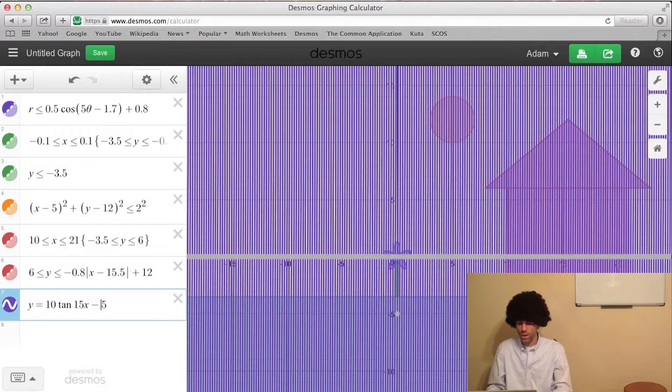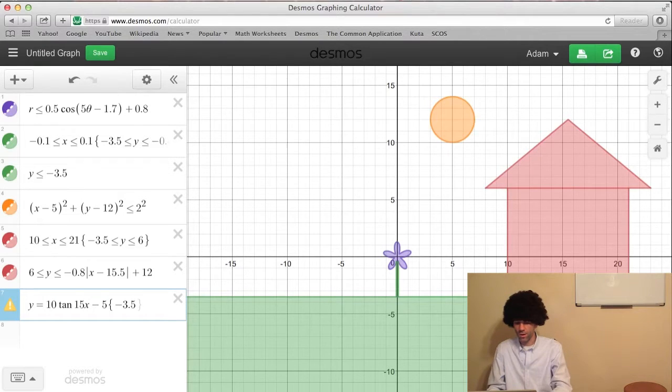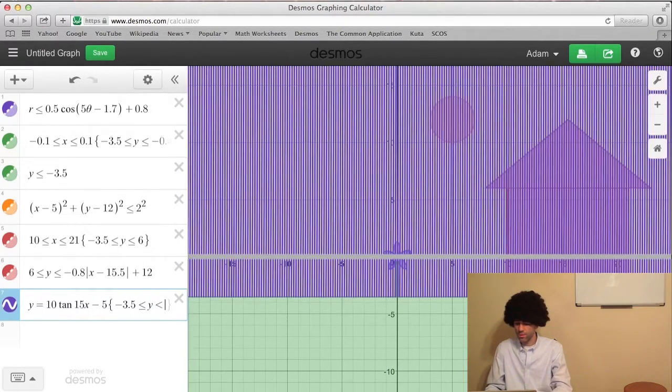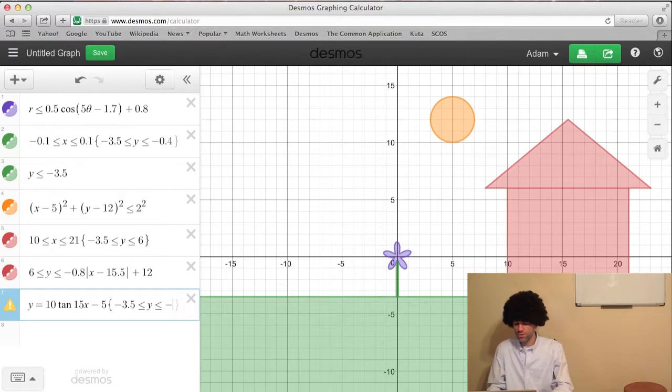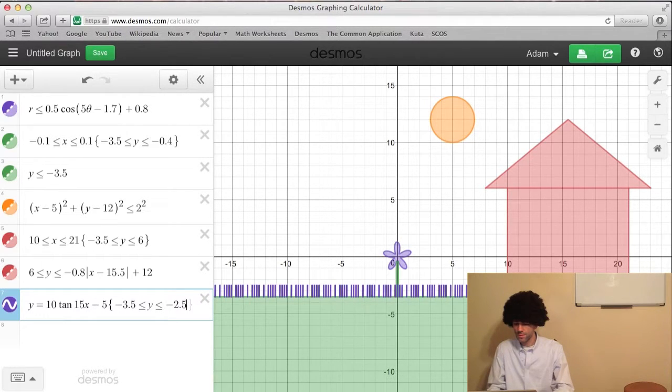Let's see. We only want to keep the parts that are between, I'm thinking vertically here, the y-axis. I want to keep the parts that are between negative 3.5, because that's where our ground is, less than or equal to y, less than or equal to, okay, how high do you want your grass to be? Let's take it up to negative 2.5, and when I do, then that's what I have.